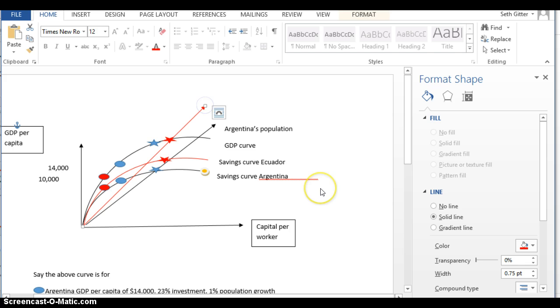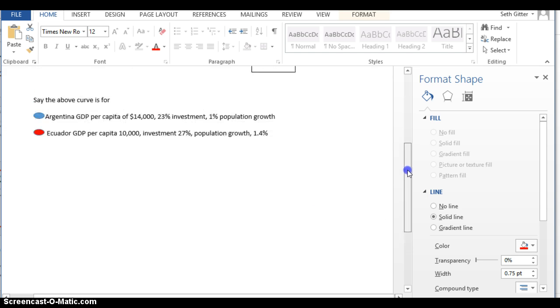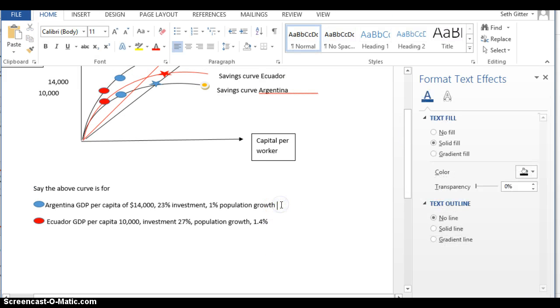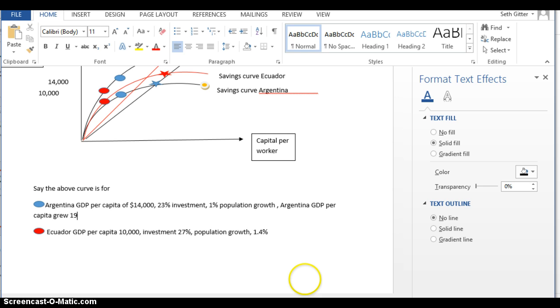All right, well, let's go back to Ecuador for a second. One of the things that I didn't have on this graph is we know from our discussion that Argentina's GDP per capita grew 197% over the last 20 years. Comparatively, Ecuador grew only about 135% over the last 20 years.